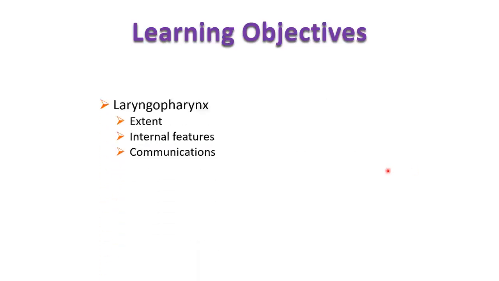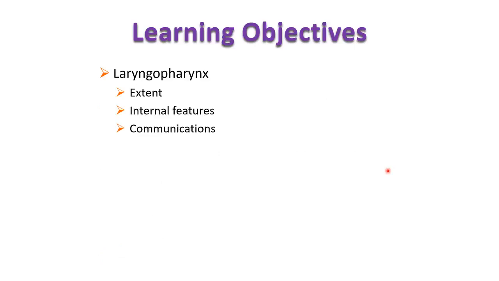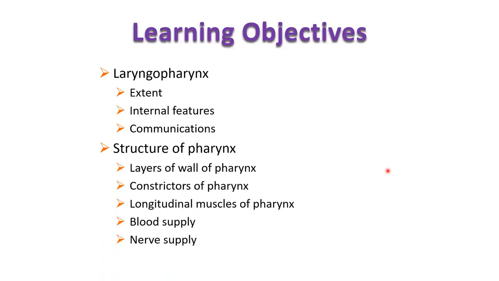So our learning objectives for today will be mainly on the extent, internal features and communications of the laryngopharynx. Followed by that, we will discuss the structure of the pharynx, that is the various layers of the wall of the pharynx, and more importantly the constrictor muscles and the longitudinal muscles, so their origin, insertion and their main action. Followed by that, I will discuss the blood supply, nerve supply and clinical aspects wherever applicable.